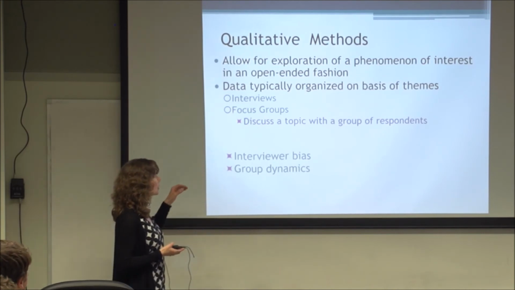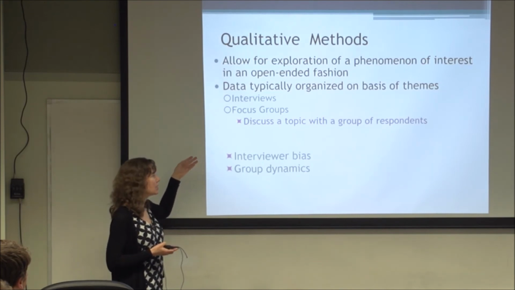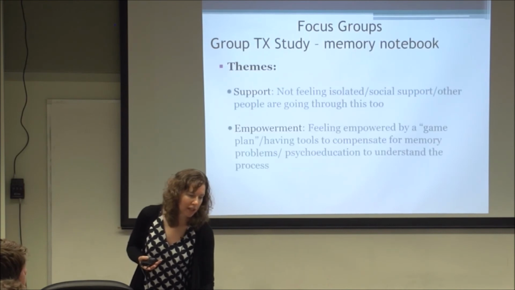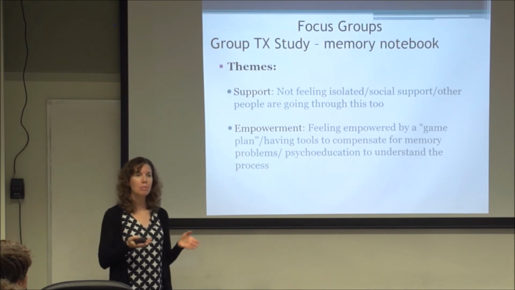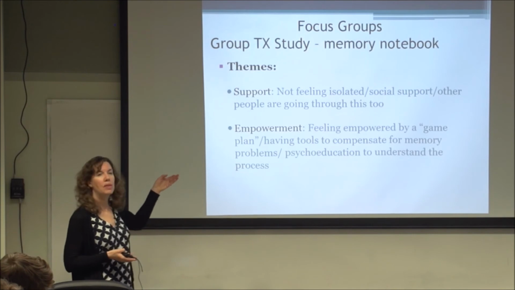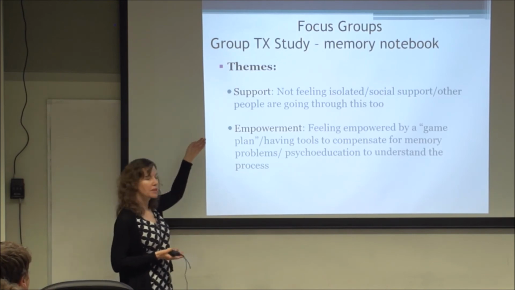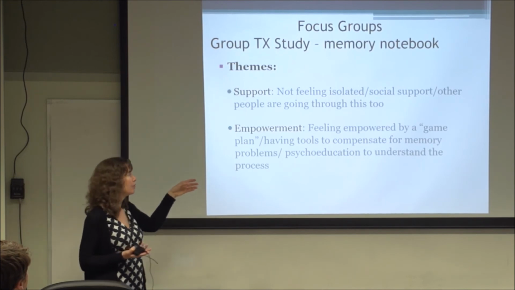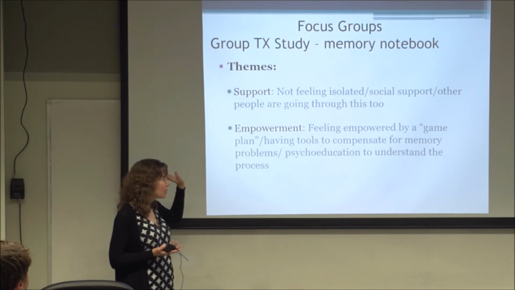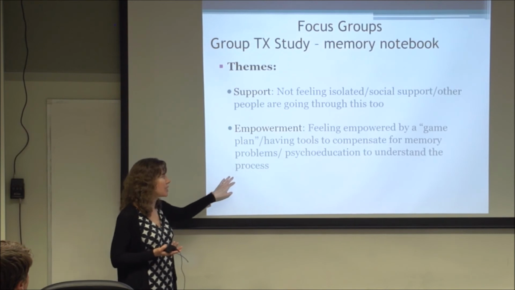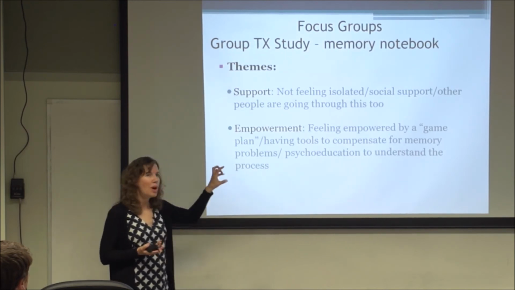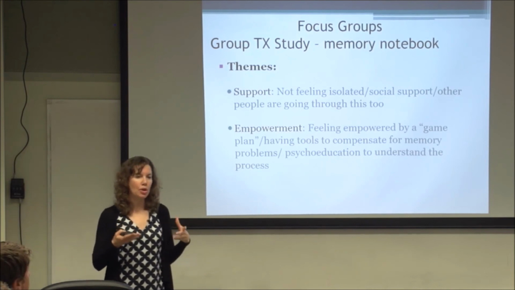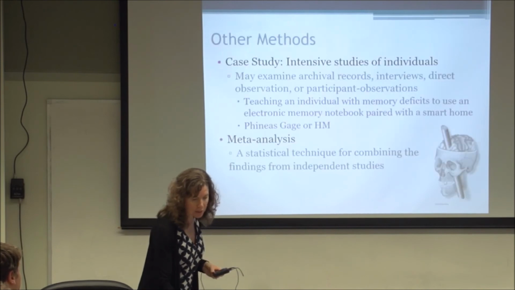The other thing that we've done is we've used interviews and focus groups. So we taught individuals with mild cognitive impairment and their care partners how to use a digital memory notebook. And then we asked them through a focus group afterwards, we talked to them about what they learned during this process, and we developed themes from that. So two themes were, one was a support theme. People felt that they no longer felt isolated, they had social support, other people were going through this too. And we also saw an empowerment theme. So, I'm feeling empowered, I have a game plan, I have tools to help me compensate now for my problems, I understand what's happening a little bit more. So rather than getting quantitative information, you can get themes or an understanding of what sort of question you're trying to answer, that could later lead to some more quantitative data.